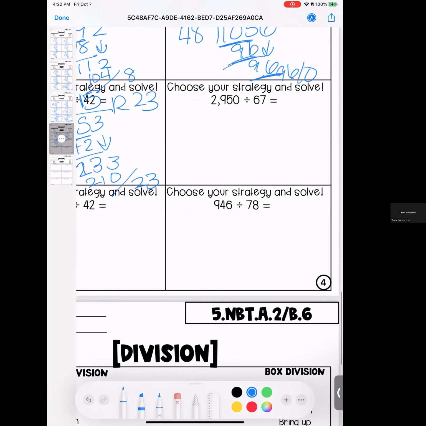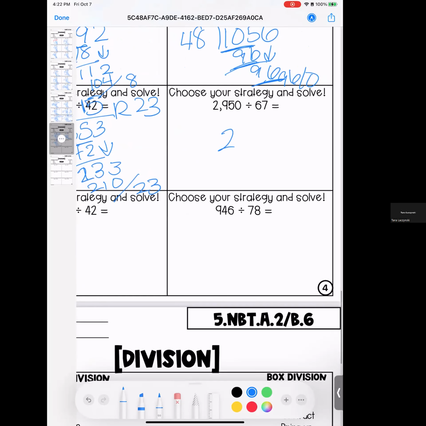Moving over, we have 3 more on this page. 2,950 divided by 67. 67 is not going into 2. It is not going into 29. We have to go all the way to 295. The closest that I can get is 4. When I multiply 4 times 67, I get 268. When I subtract that from 295, I get 27.